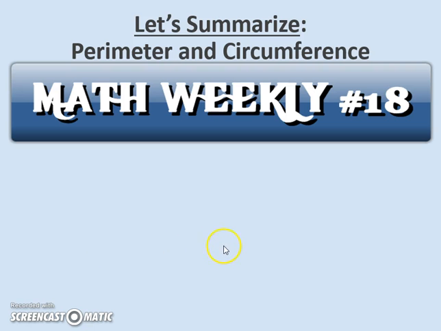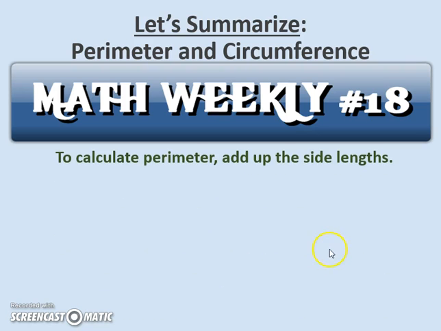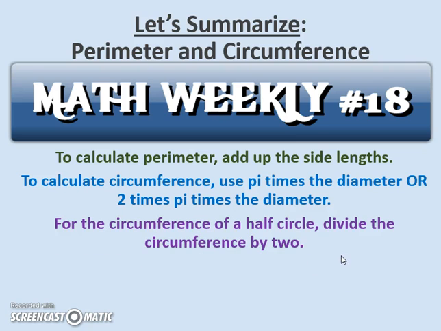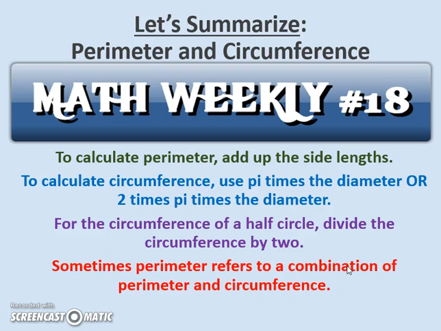Let's now summarize what we've learned in Math Weekly 18 about perimeter and circumference. To calculate perimeter, add up all the side lengths. To calculate circumference, use pi times the diameter or 2 times pi times the radius. For the circumference of a half circle, divide the circumference by 2. Sometimes perimeter refers to a combination of perimeter and circumference.